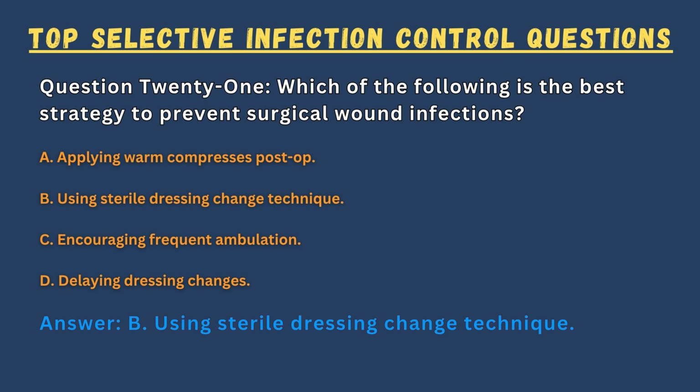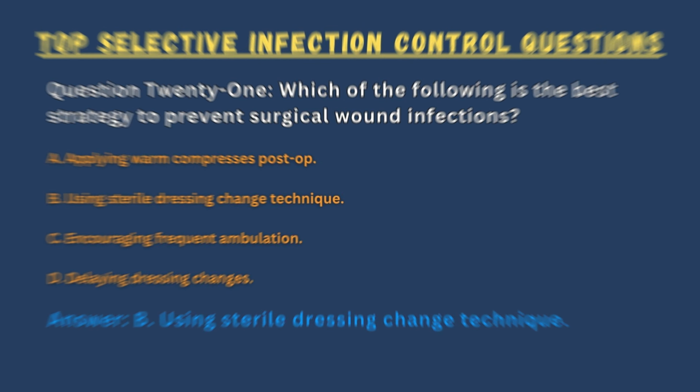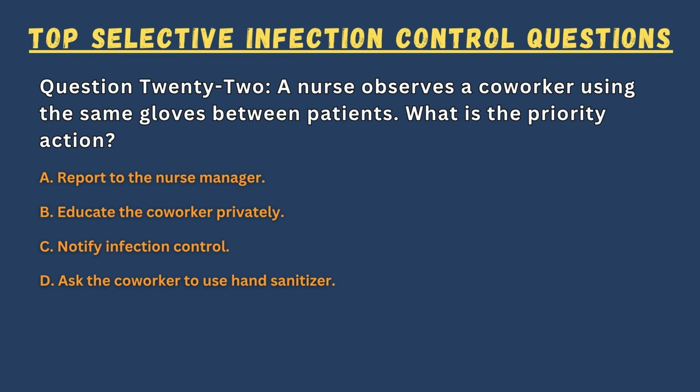Answer: B. Using sterile dressing change technique. Question 22. A nurse observes a coworker using the same gloves between patients. What is the priority action? A. Report to the nurse manager. B. Educate the coworker privately. C. Notify infection control. D. Ask the coworker to use hand sanitizer. Answer: B. Educate the coworker privately.